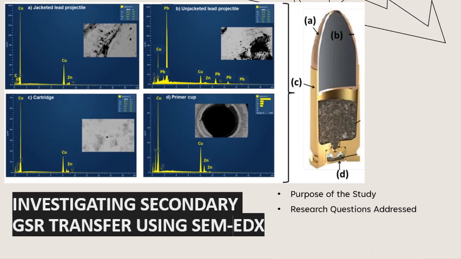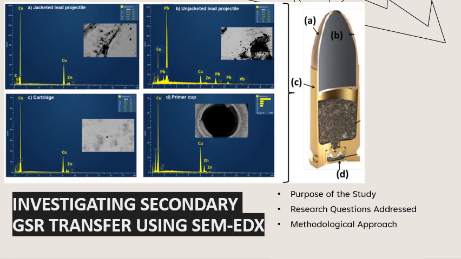So, the research questions that were addressed. Can gunshot residue particles undergo secondary transfer to an individual who was not present at the time of firing? In what quantities does the transfer occur? Are particles of all sizes involved in the transfer? What are the practical implications for the collection, analysis, interpretation, and presentation of gunshot residue evidence in forensic investigations?